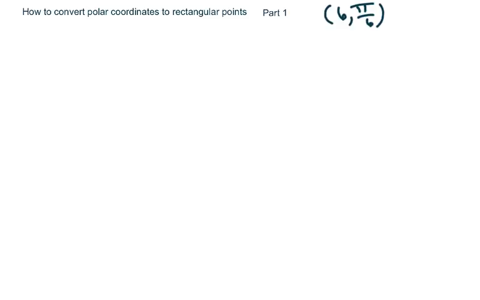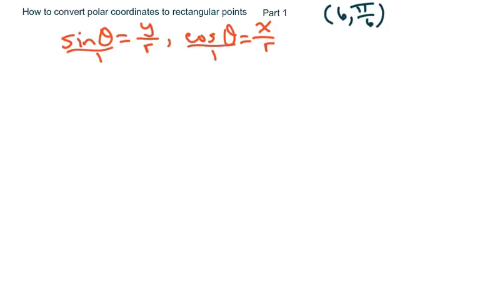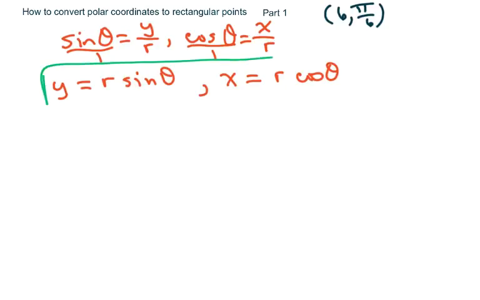The thing we have to remember from trigonometry is that sine of theta equals y over r, and cosine of theta equals x over r. Now if you cross multiply, you get y equals r sine of theta, and x equals r cosine of theta. So basically what we're going to do is use these facts to convert.